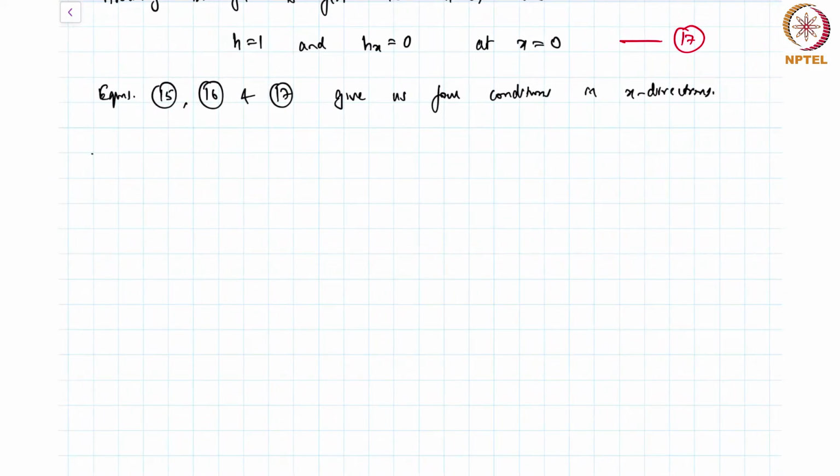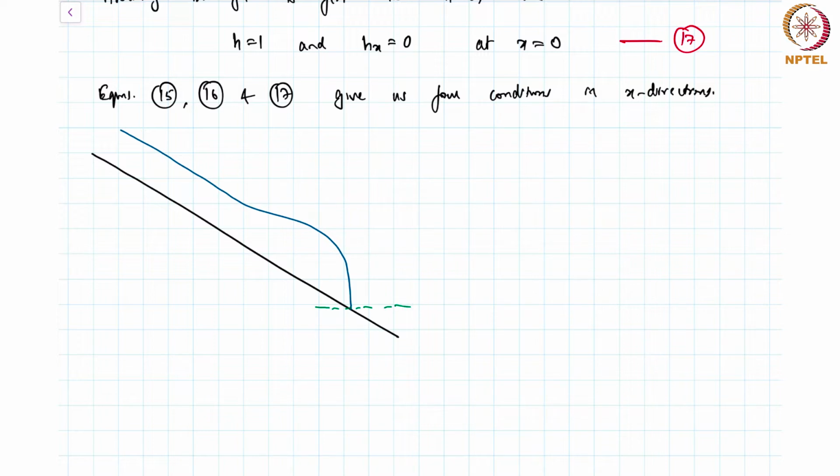The idea is as follows. Let's consider a flat surface over which there is a thin film. Correct? The location of the contact line is shown by this. This is the location of the contact line. Now what I want to do is say what would happen to this flat film after some amount of time. Now after some amount of time, this interface is actually moving down.